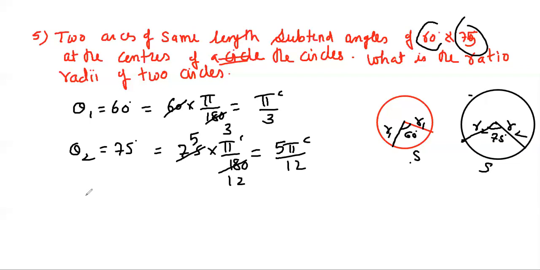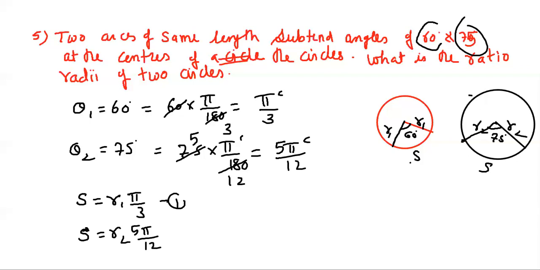Now we know the length of arc. For the first one, when the angle is 60 degrees, what is the formula for length of arc? R theta. So for the first one, it is R1 into theta, and theta is pi upon 3. This is equation 1. For the second one, the length of arc is the same, S only. Here I write R2 into 5 pi upon 12.